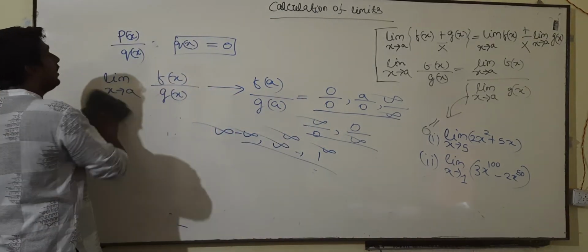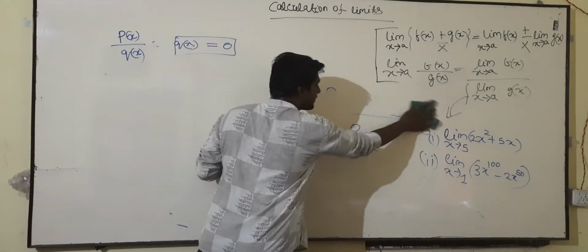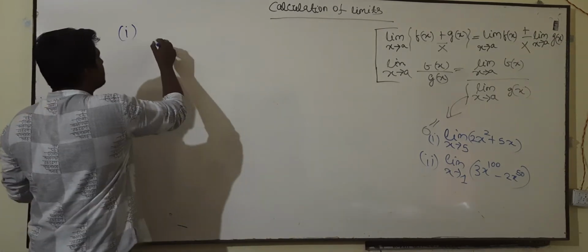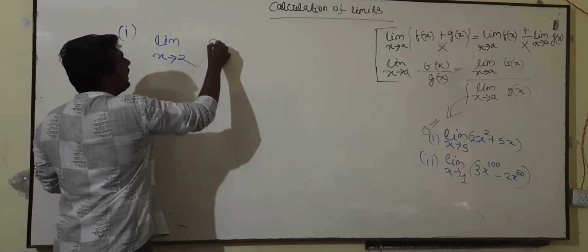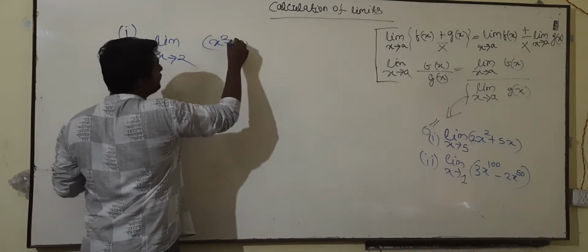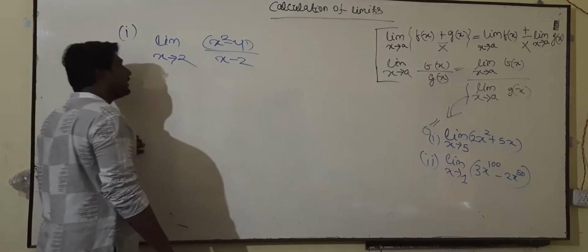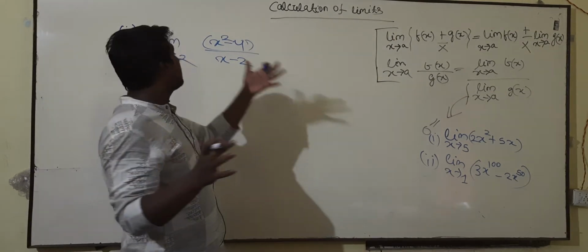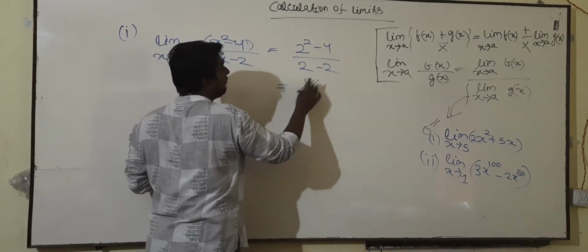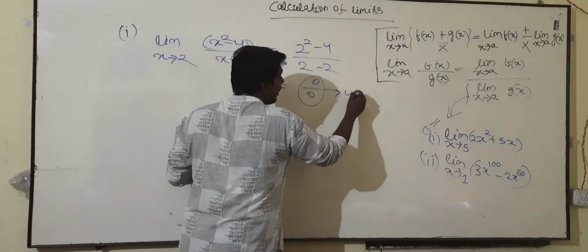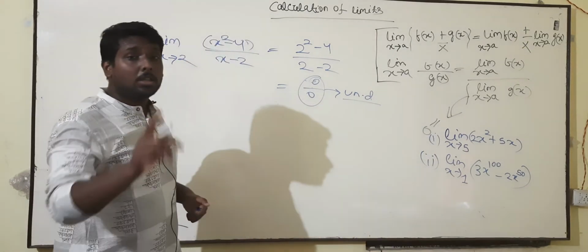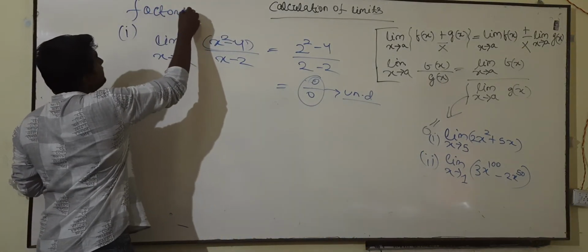The first operation we are going to deal with is a simple operation called factorization. We will be dealing with some questions. If the function is limit x extends to 2 of x square minus 4 divided by x minus 2, and you directly put the value 2 in place of x, then the value will be 2 square minus 4 divided by 2 minus 2, which gives you the 0 by 0 format, which is undetermined. So in place of this undetermined format, you have to go through the particular operation called factorization.